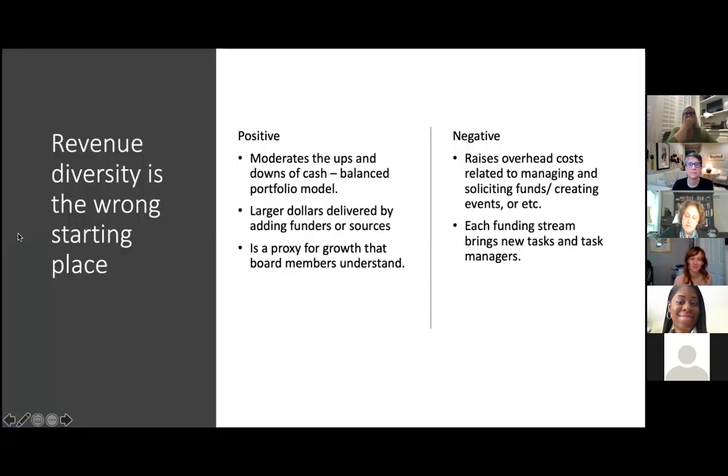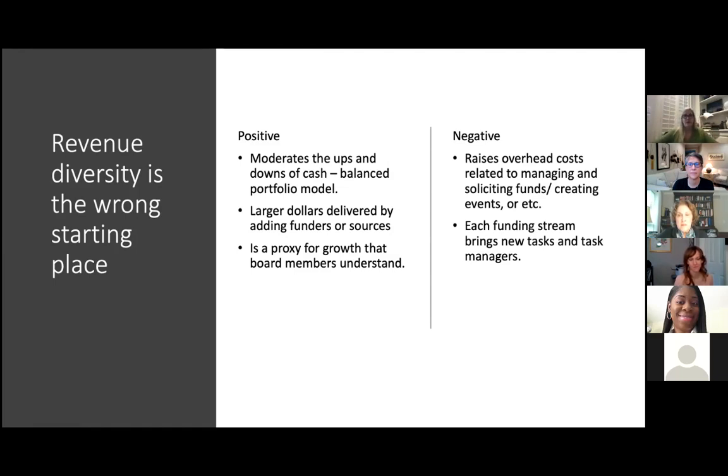So we assert that revenue diversity is the wrong starting place, right? Just thinking like, I've got to have this pie chart that's all balanced is not the right starting place for thinking about a strategic revenue model. The positive aspects of diversity, and there are some, is that it does moderate the ups and downs of cash. If you have a balanced portfolio model, that's actually a plus, if it's working.